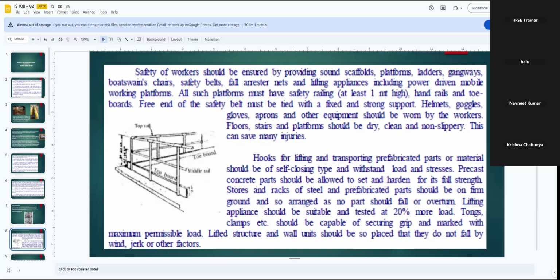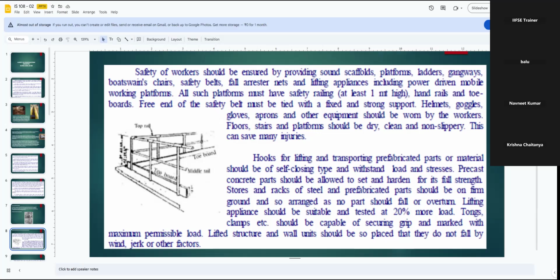Lifting appliances include power-driven mobile working platforms. So when I say power-driven mobile working platforms, we can take scissor lifts. Those are the power-driven mobile working platforms. Even in the scaffolds, we will have portable scaffolds as well as permanent scaffolds. These portables we can move from one place to another place. With that, on all such platforms, we need a railing of at least 1 meter height. So handrails and toe boards.